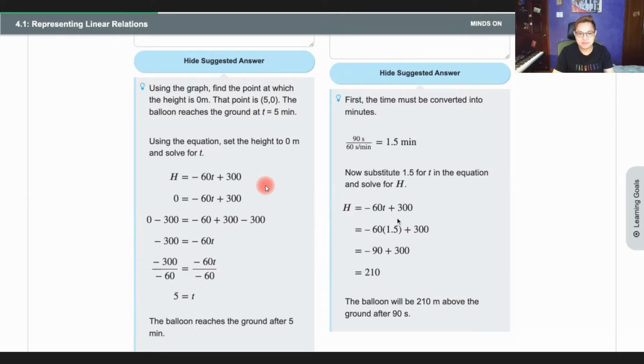So t stands for time, so it's 1.5 minutes. So you multiply 60 by 1.5 and it's equal to 90. So minus 90 plus 300 is equal to 210 meters. So the balloon will be 210 meters above the ground after 90 seconds, which is also 1.5 minutes.